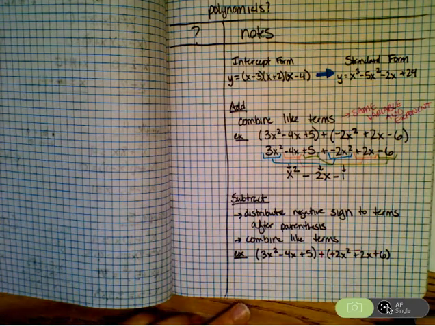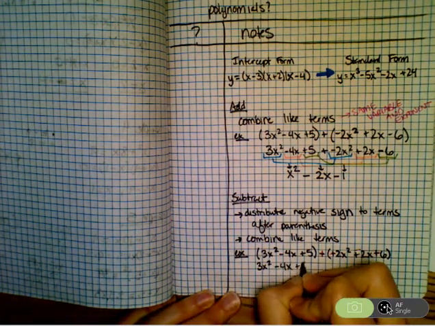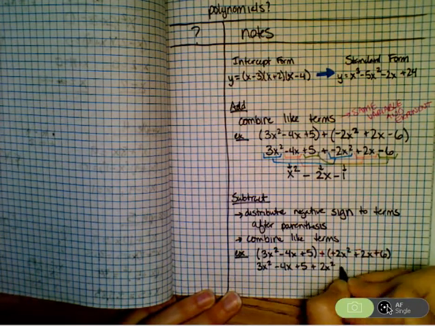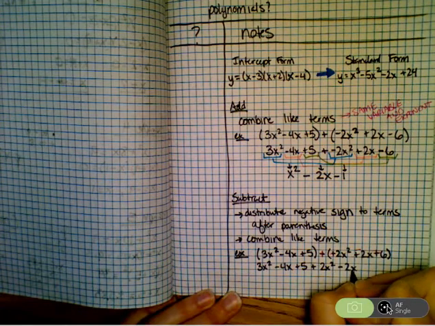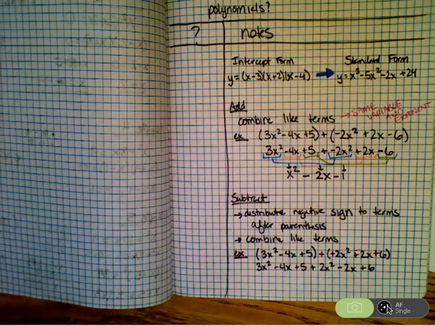We'll see. So at this point, we do the same thing as when we add. So we just rewrite it without the parentheses. So now we have plus 2x squared, now we have minus 2x, and now we have plus 6. So we go through again and we find like terms.